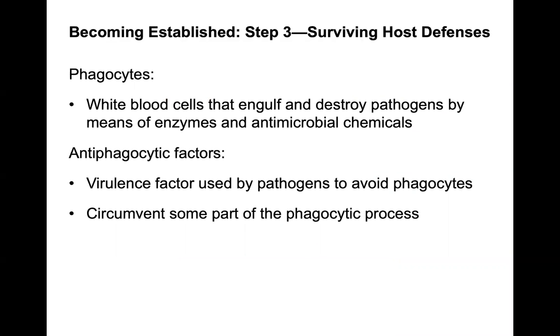Now, step 3 is surviving host defenses. Phagocytes are white blood cells that are part of your immune system that engulf and destroy pathogens by means of enzymes and antimicrobial chemicals. There are anti-phagocytic factors, virulence factors that are used by pathogens to avoid phagocytes. They can also circumvent some part of the phagocytic process.